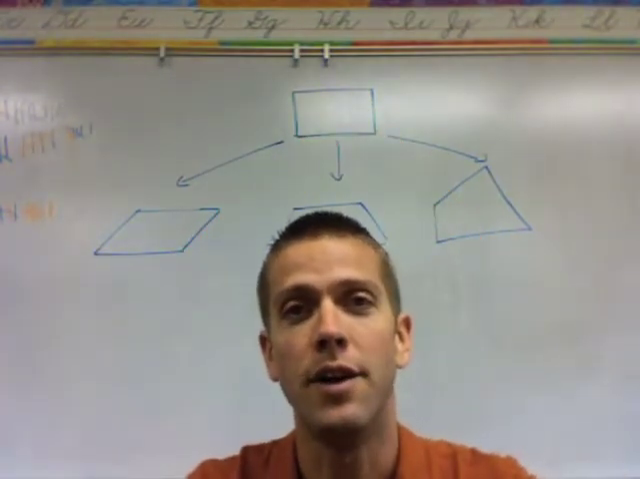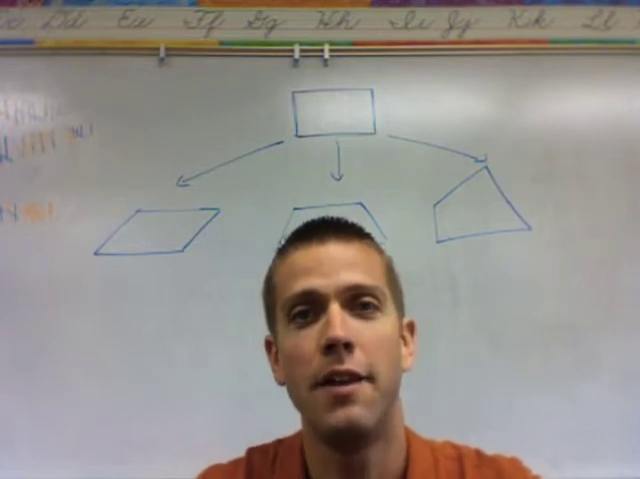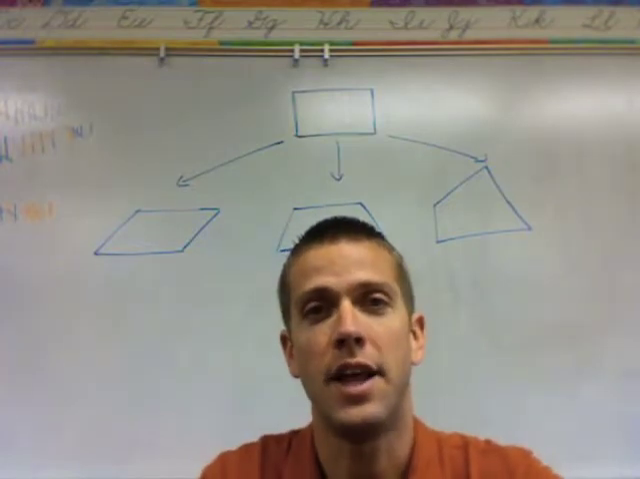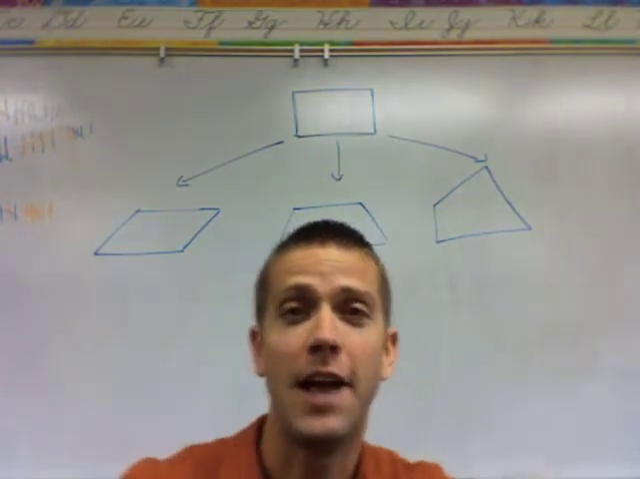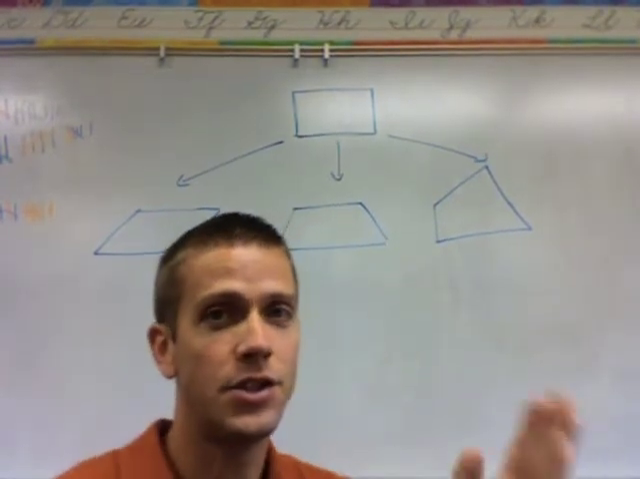And the last one is a trapezium. None of the sides are parallel. It's just a four-sided quadrilateral, four-sided polygon that has no parallel sides. The lines just go every which way.